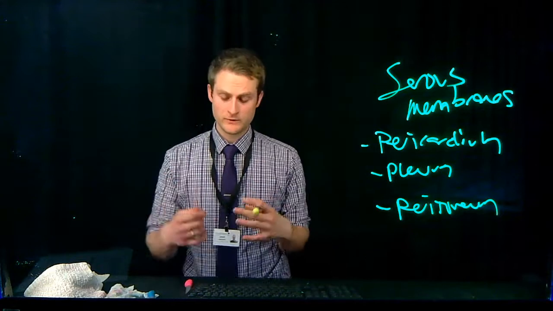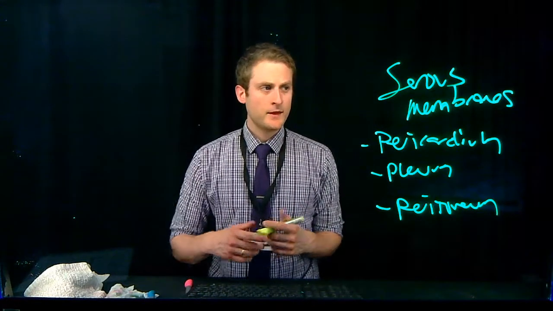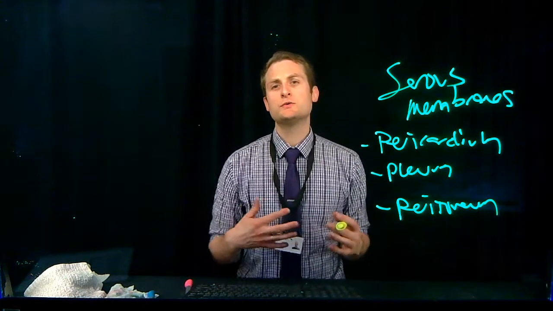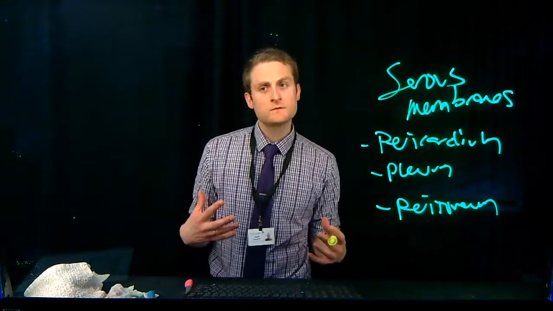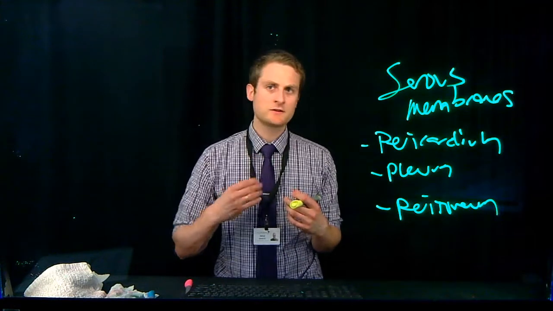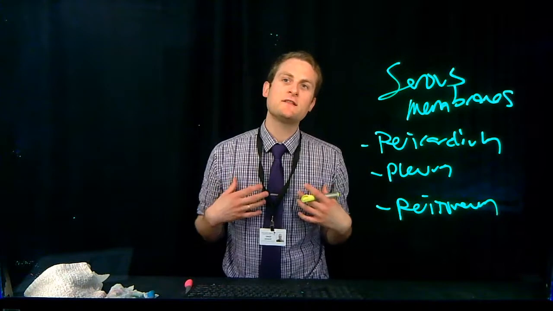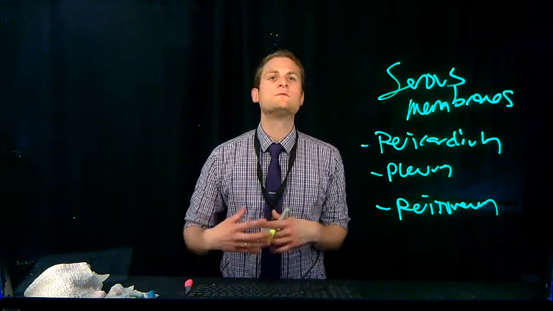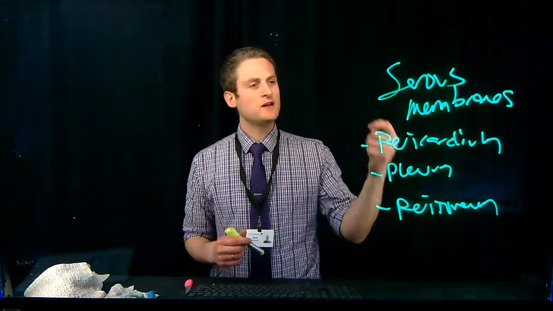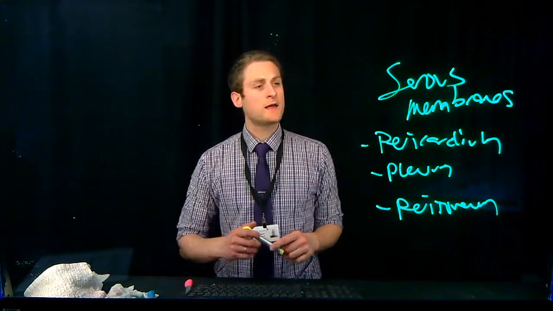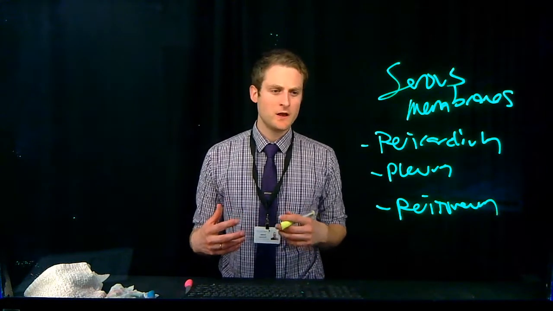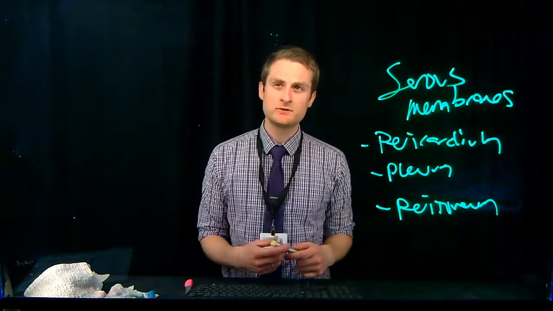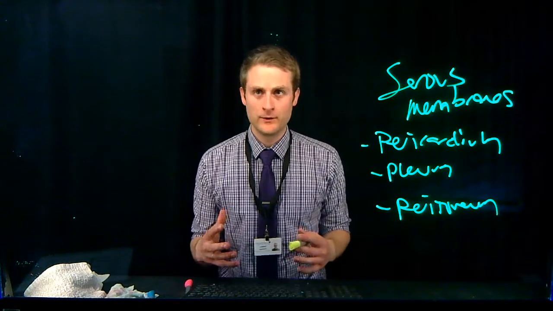And the serous membranes are here to reduce friction. So your heart is constantly expanding and contracting, your lungs are inflating and deflating, and your abdominal pelvic organs are able to move around. And the serous membranes help to reduce friction and make sure that there's no structures that are pulling or tugging or potentially damaging one another.